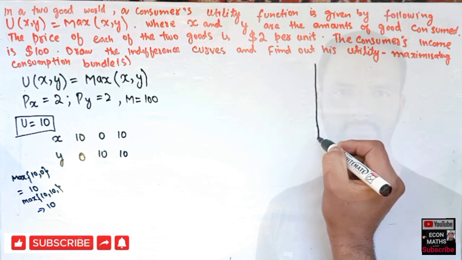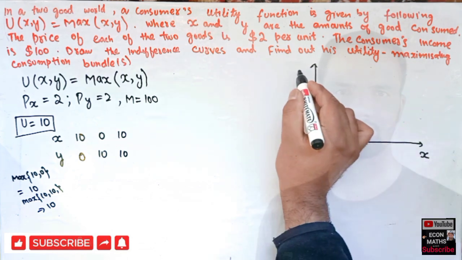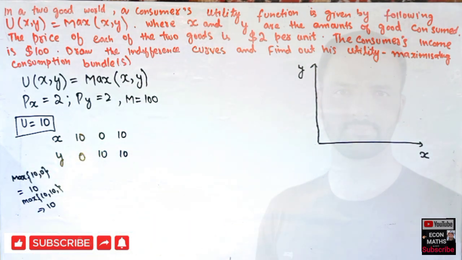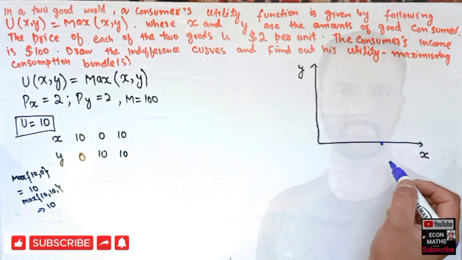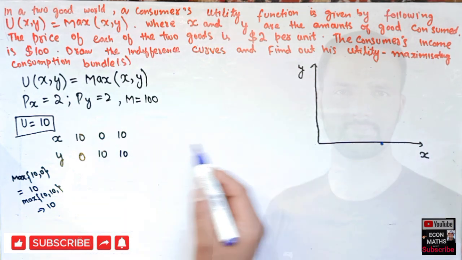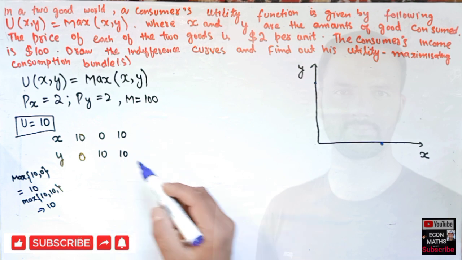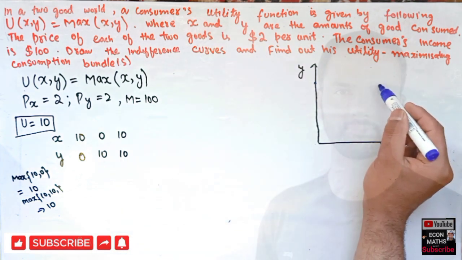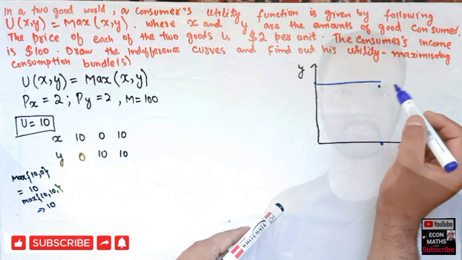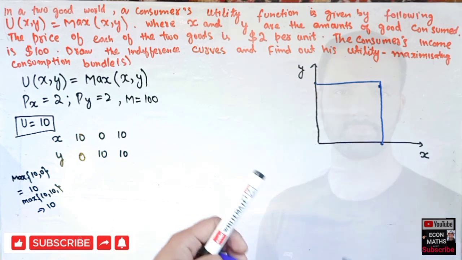Let's draw the regular x and y axis. So we have x here, we have y here. Now the first point is when x is equal to 10, y is equal to 0. Let us say here it is 10 and y is 0. Obviously when x is equal to 0, y is equal to 10, so this is another point. And x is equal to 10 and y is equal to 10 is another point, this very point. Now what will be the shape of the indifference curve? If we join these points, this will become an inverted L-shaped indifference curve.